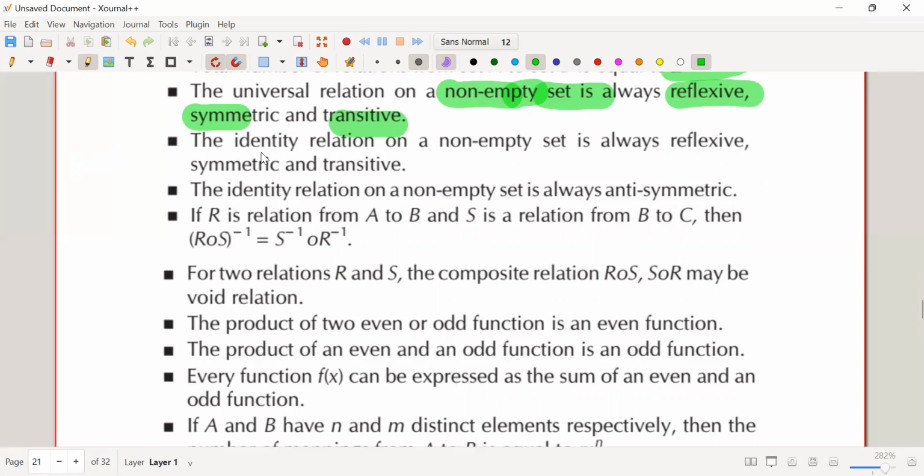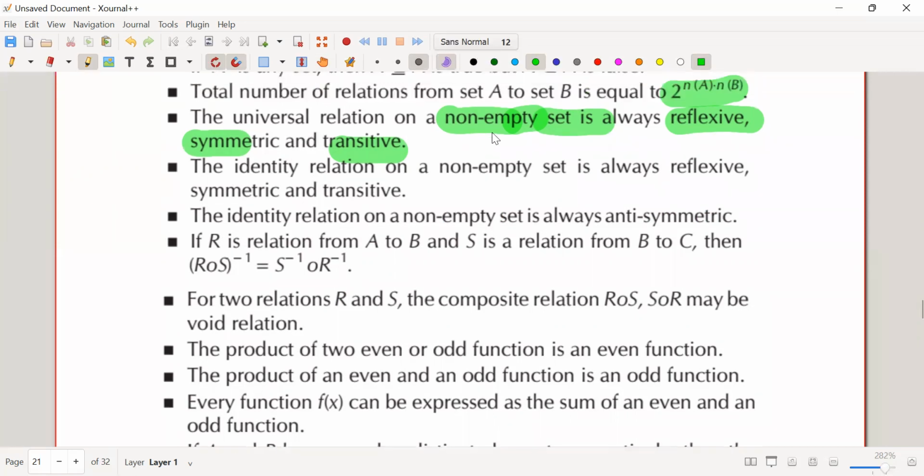Okay, the identity relation and the universal relation are always reflexive, symmetric and transitive. Identity relation is always reflexive, symmetric and transitive. Okay, both universal and identity. What is identity? A to A, 1 to 1, 2 to 2. All right.